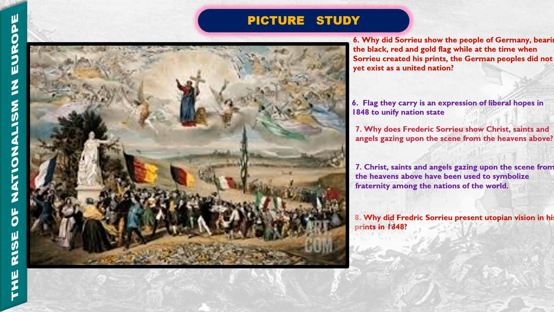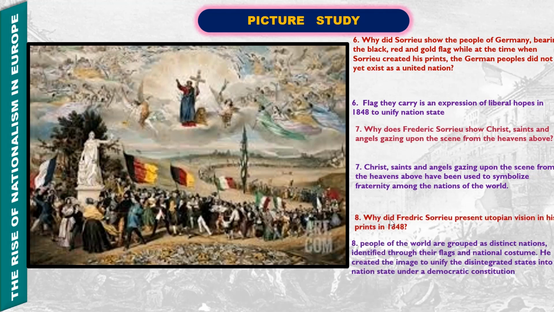Why did Frederic Sorrieu present a utopian vision in his prints in 1848? People of the world are grouped as distinct nations, identified through their flags and national costume. He created the image to unify the disintegrated states into nation states under a democratic constitution.